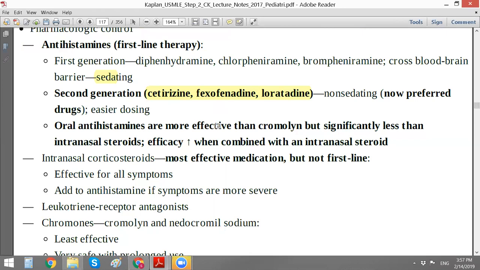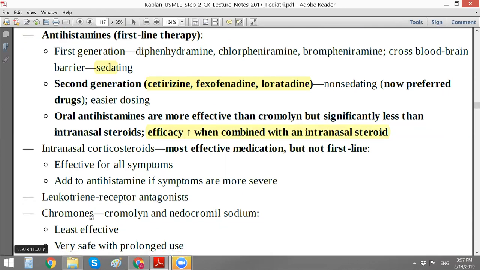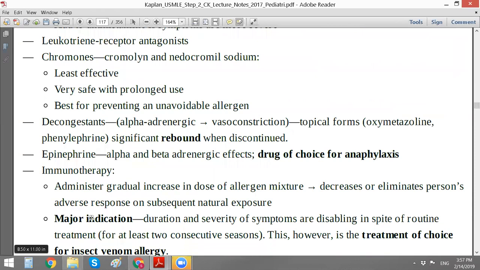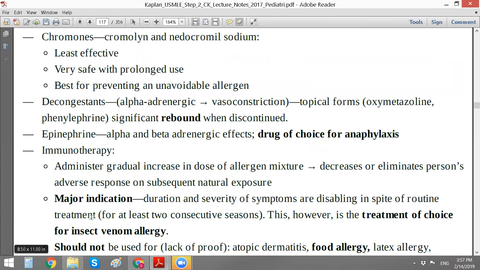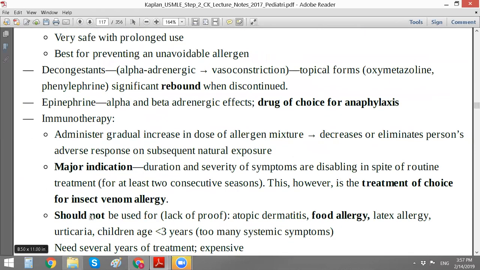Oral antihistamines are more effective than cromolyn, but significantly less than intranasal steroids. Efficacy is increased when combined with an intranasal steroid. So if you combine an oral antihistamine with an intranasal steroid, then efficacy will be increased. Intranasal corticosteroids are the most effective medication, but not first line. Effective for all symptoms, like antihistamines. Then we have leukotriene receptor antagonists, montelukast, and nedocromil sodium. These are least effective, very safe with prolonged use.